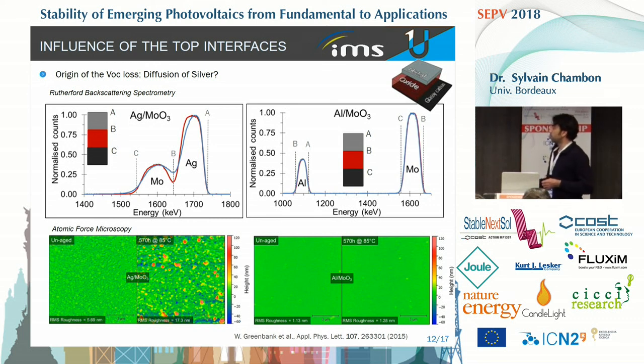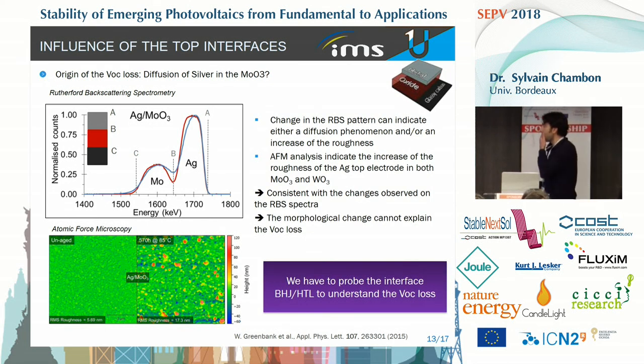We did some atomic force microscopy, and we observed an increase of the roughness of the electrode. So it was a bit disappointing because we couldn't really say if there had been some interdiffusion between the layers, because due to the roughness increase, what we observed with RBS could be only attributed to a change in the morphology. So we had to probe the interface between the bulk heterojunction and the HTL to see if there had been really some interdiffusion.